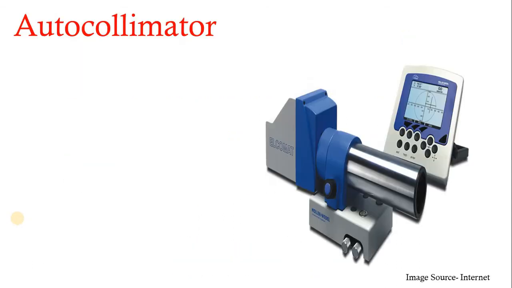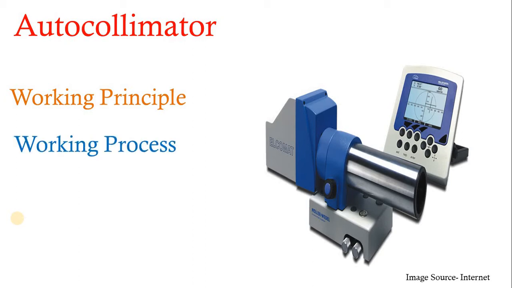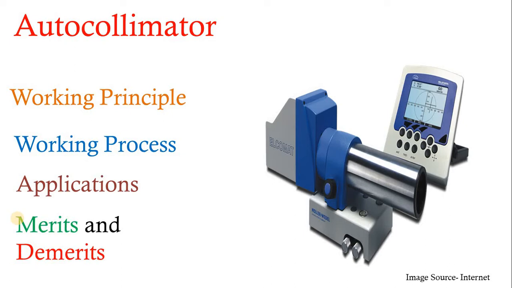In today's session we are going to see another angle measuring instrument, that is the Autocollimator. We are going to see what the working principle of the Autocollimator is, how the Autocollimator measures small deviations, what equipment is used in it, what the applications are where we use this Autocollimator, for what angle measurement, and then its merits and demerits.